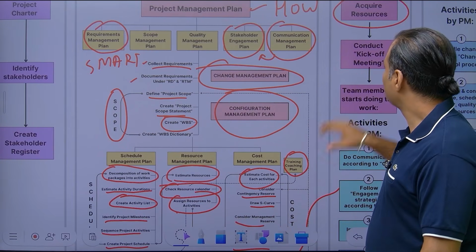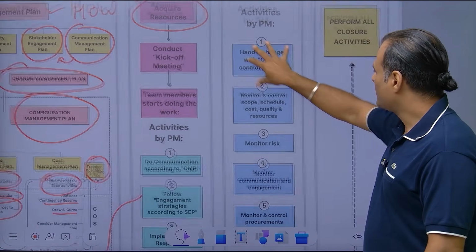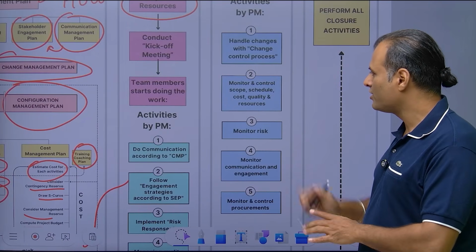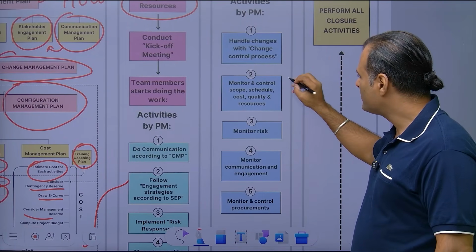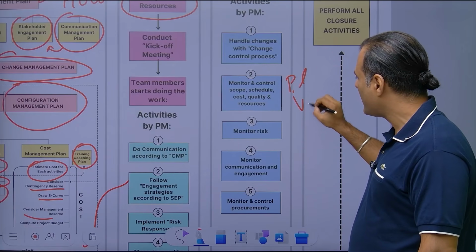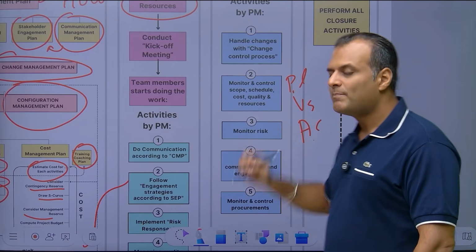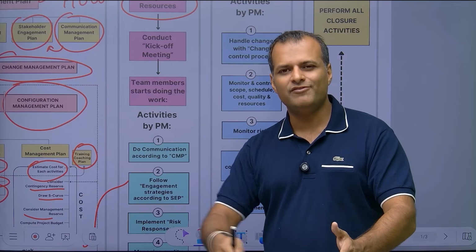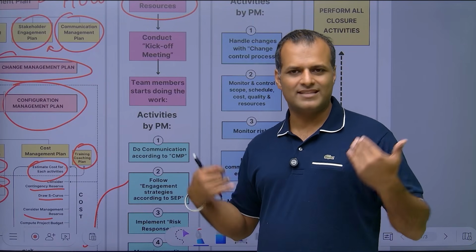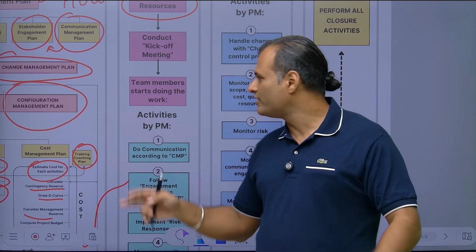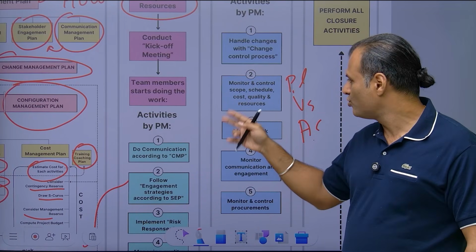Okay. Now, so what else? Okay, handle changes, then monitor and control scope, schedule. So what you are doing is monitor and control scope. Basically, you are doing a comparison of planned versus actual. So my planned scope said it should be 20 feet, but actually I made 10 feet of swimming pool. Really? That's a defect, right? You need to improve it. So you monitor and control your scope and everything.